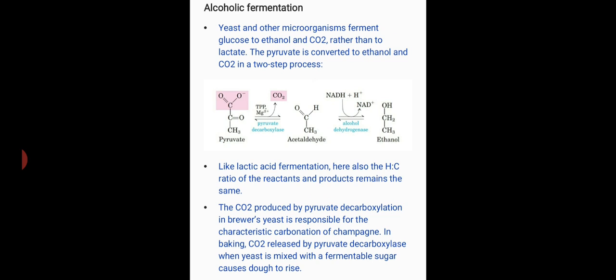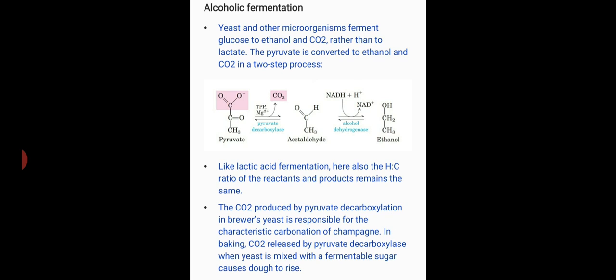Alcoholic fermentation. Yeast and other microorganisms ferment glucose to ethanol and carbon dioxide rather than to lactate. Pyruvate is converted to ethanol and carbon dioxide in a two-step process.